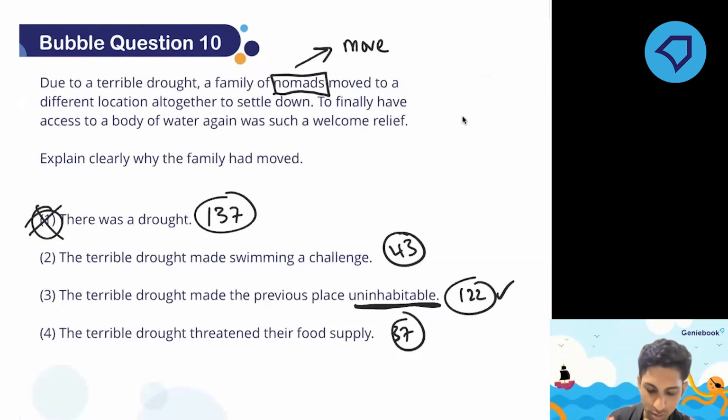Okay, so swimming a challenge? No. Numerous stuff for you. The terrible drought threatened their food supply. Possible, but we don't know for sure. Maybe they still had food for a while. Maybe they already had a stock of grains and they had animals to slaughter, but we don't assume. So let's not go that way.